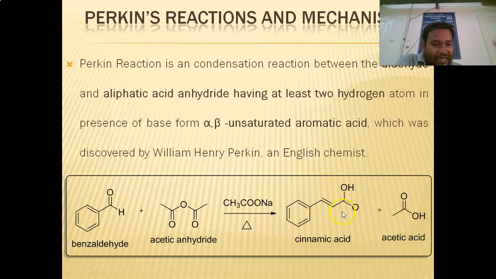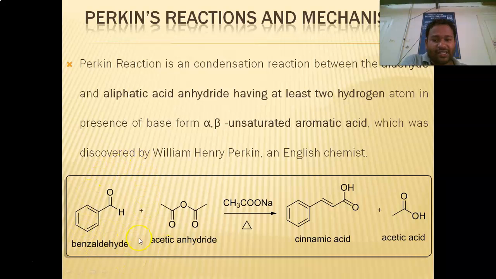We know that in each functional group, the adjacent carbon is said to be the alpha carbon, and the next adjacent carbon is said to be the beta carbon. Alpha beta unsaturated acids are said to be cinnamic acids, and acetic acid is the byproduct. This cinnamic acid is one of the more widely used compounds in organic chemistry, where you can carry out many reactions through cinnamic acid. So this is the Perkin reaction.